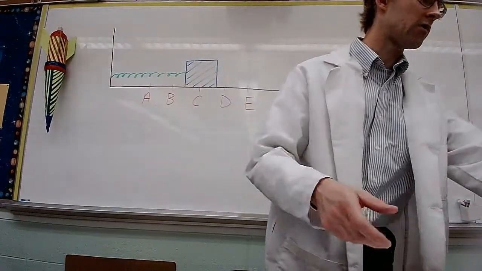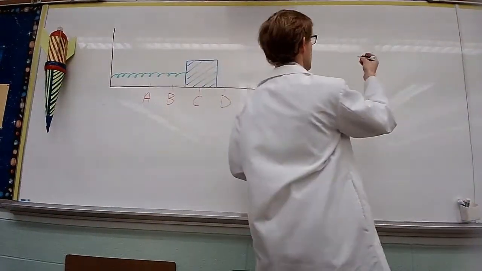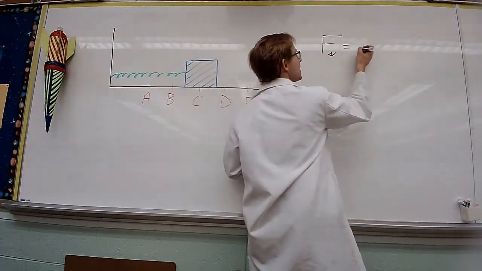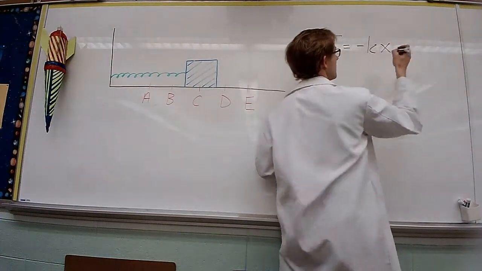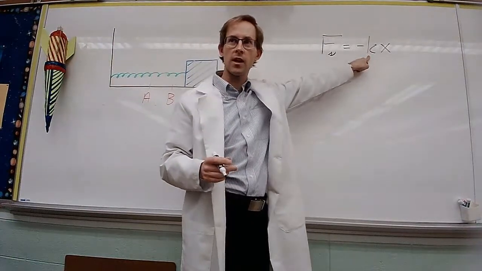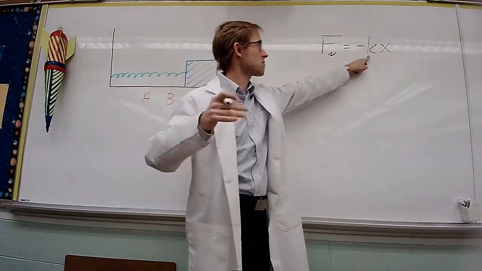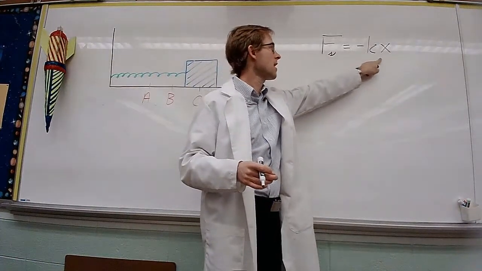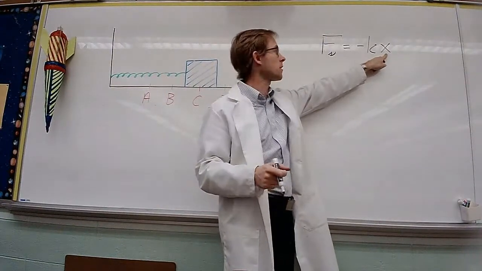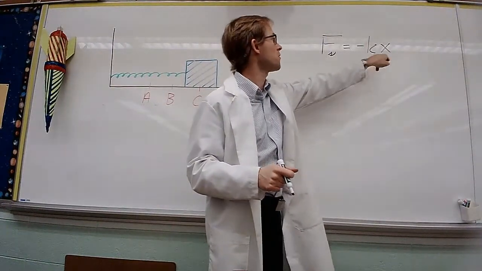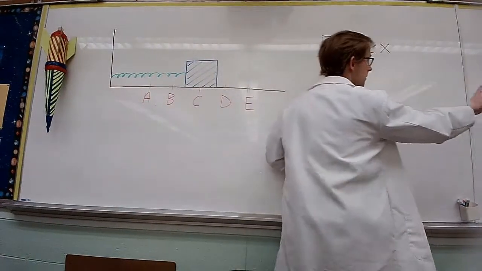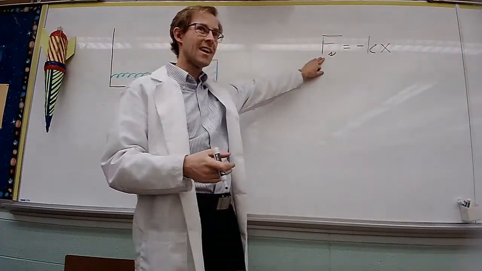So the first one I just want to point out is spring force. And spring force is equal to negative kx. K, if you remember, is a spring constant. The bigger the k value, the stronger that spring is going to be. And x is just your displacement, your distance from the equilibrium point. If you multiply those two values, you have your spring force.